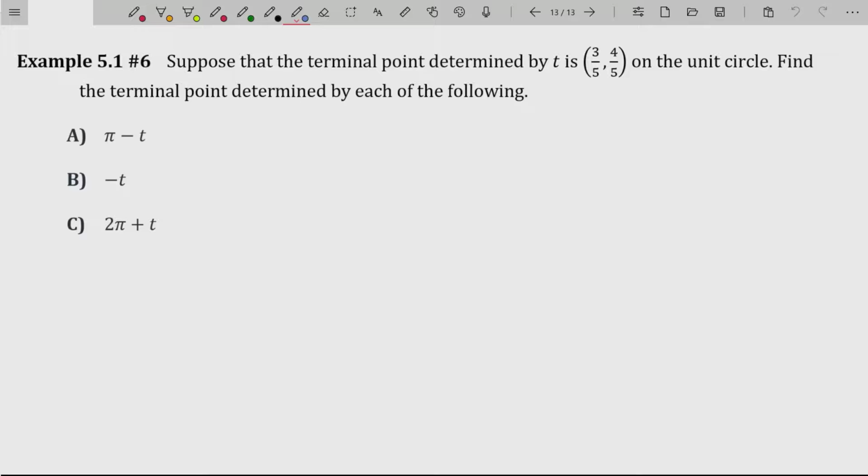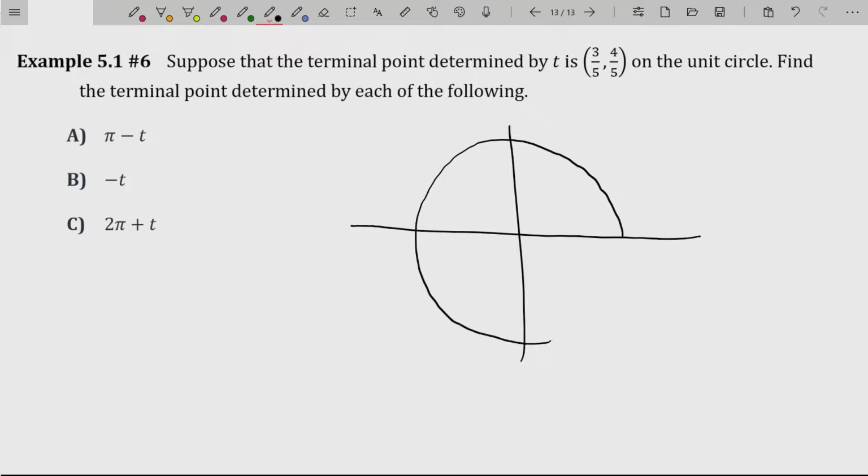So suppose that the terminal point determined by t is 3/5, 4/5 on the unit circle. Well, I'm going to just graph that out really quickly. So here's our unit circle. Again, forgive my sloppy circle. Actually, that wasn't too terrible. It's been worse. How's that?